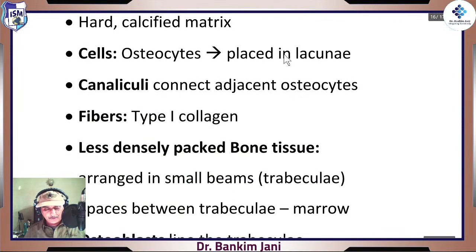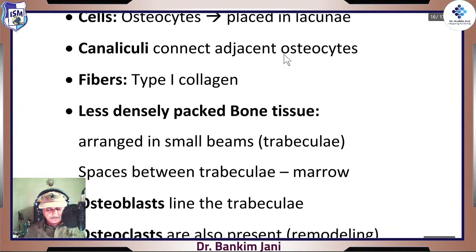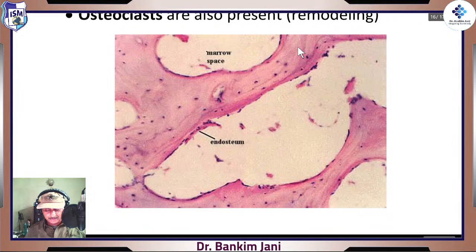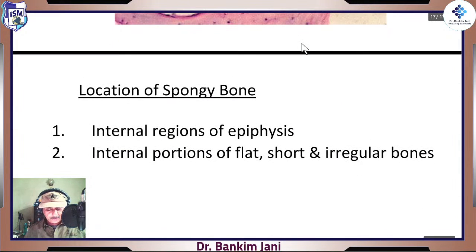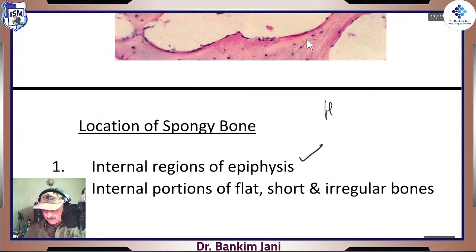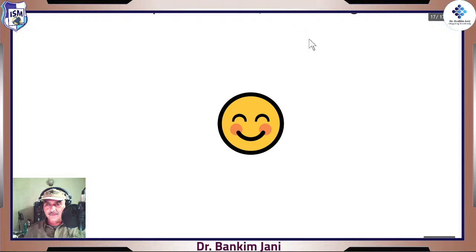And finally, the spongy bone, easy. Osteocytes are placed in lacunae. Type 1 fiber, that's for bone, less densely packed because it is just the center, right, where the location is in the epiphysis and inner portions, where they lead to what is called hemopoietic activity, the formation of RBC, WBC, right? So that was for today.